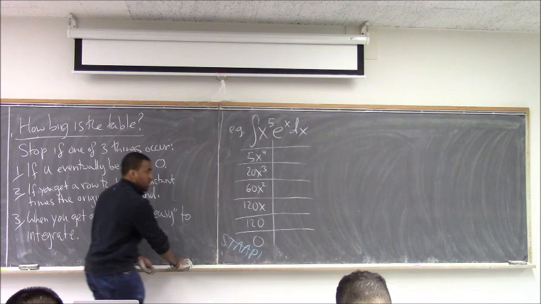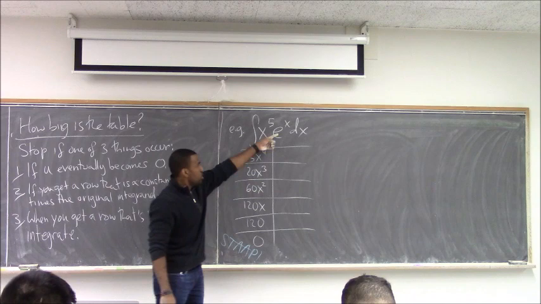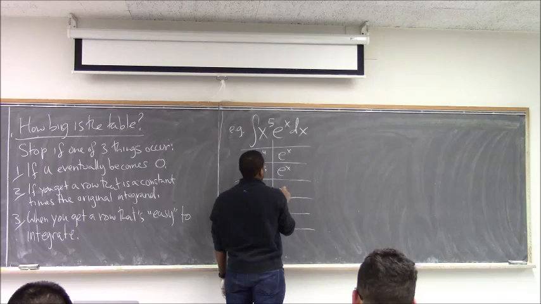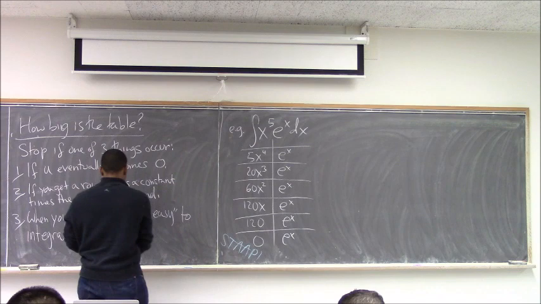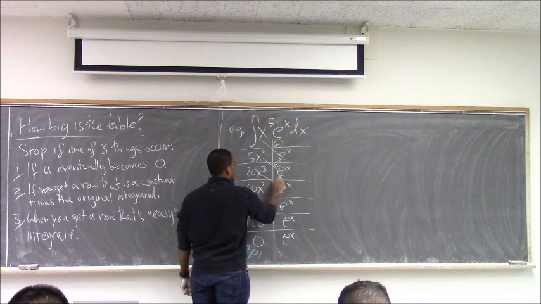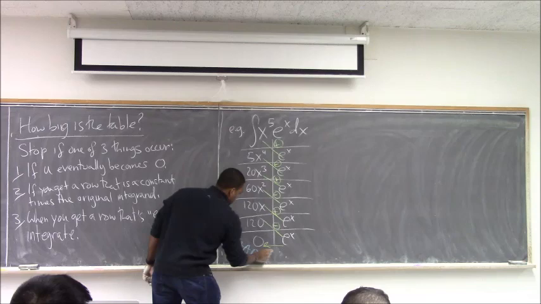Okay? Got the zero, stop the table. Then you just keep integrating this guy until you get to that part. So e to the x is easy. Integrate e to the x, e to the x, e to the x, e to the x, e to the x, e to the x. And we're going to do those multiplications. So this plus this minus this plus this minus this plus this minus that plus.